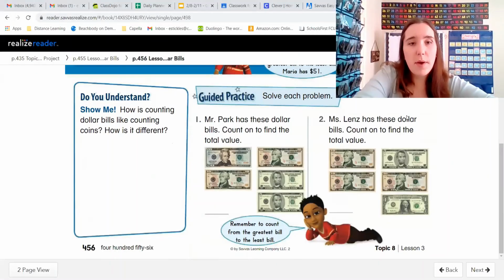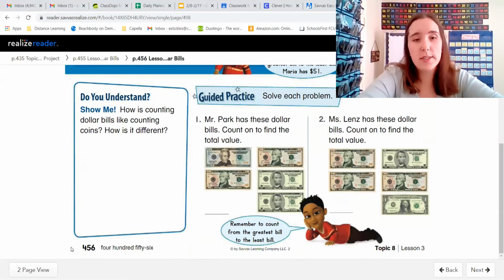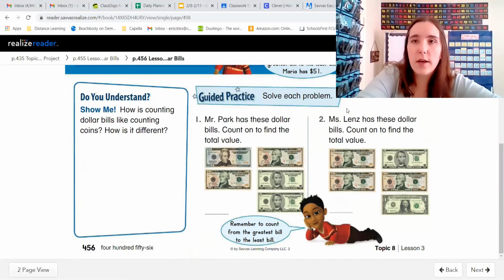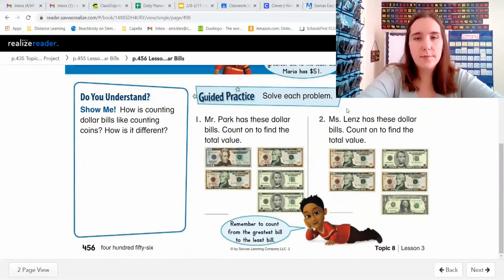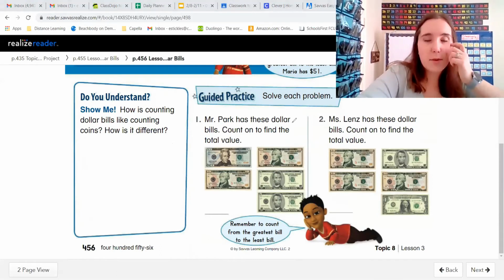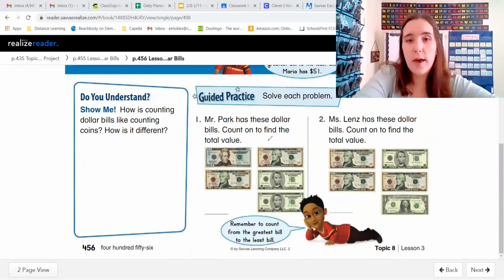Okay, we're going to be on page 456 in our workbooks, so make sure you have your workbook open to this page, you have your pencil, and that you're ready to go. And then we're going to do these practice problems together. So it says, solve each problem. Mr. Park has these dollar bills. Count on to find the total value.